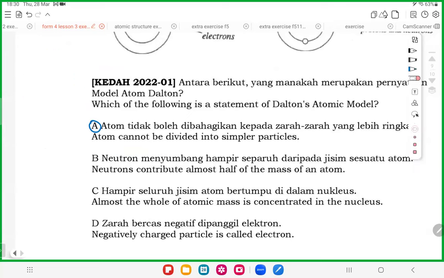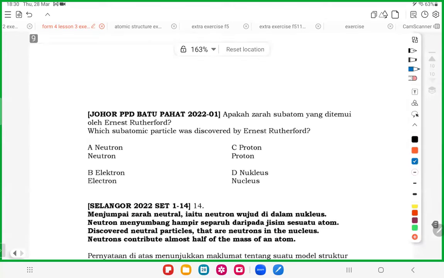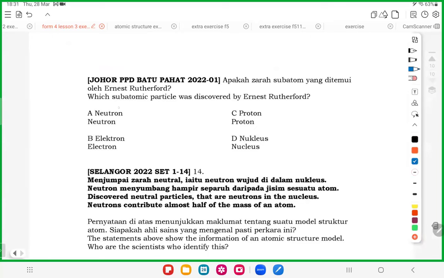So the answer is A. All right. Simple as that. Okay. So next one. Which subatomic particle was discovered by Ernest Rutherford? All right. Ernest Rutherford.